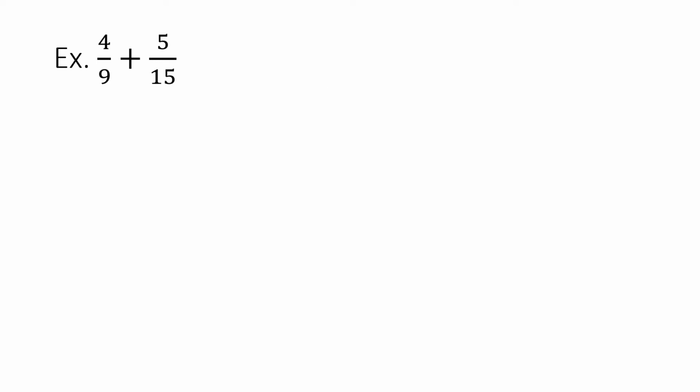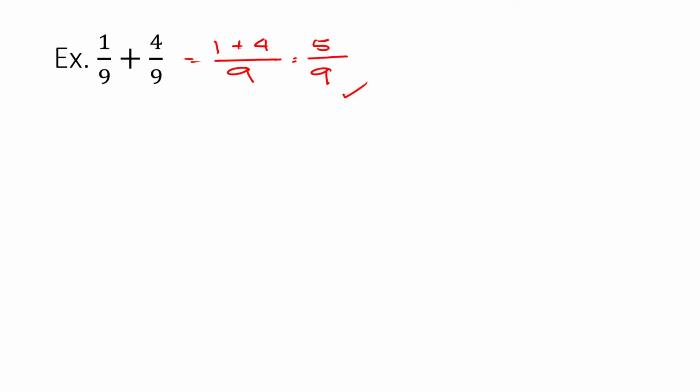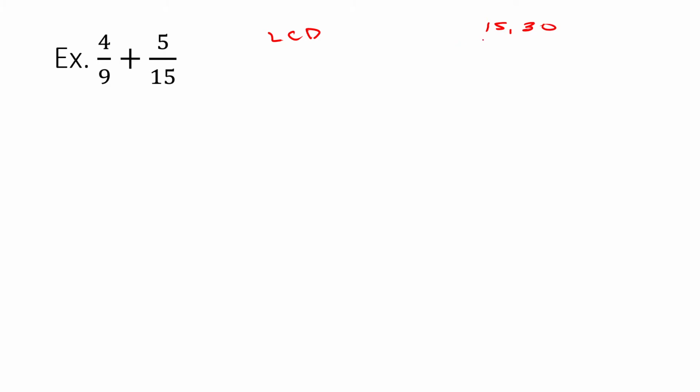Here we have 4 over 9 plus 5 over 15. So first thing first, check the denominator. 9 and 15, they are not the same. So you find the LCD. Let's try finding the LCD of 9 and 15. Let's find the multiples of 15. 15, 30. Can 9 go into 30? No. So how about 45? Can 9 go into 45? Yes. So your LCD is 45. So we want to change 9 and 15 to 45.